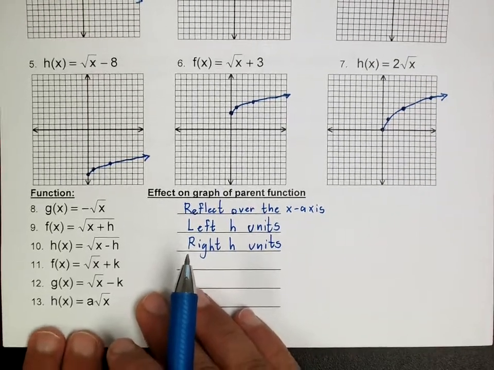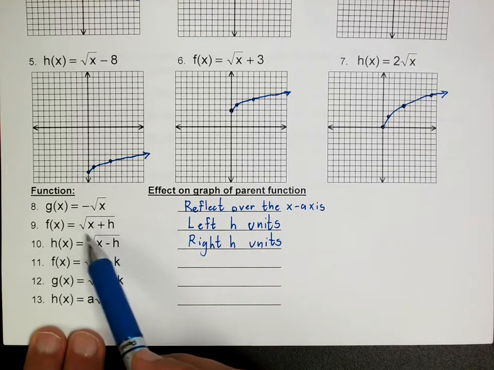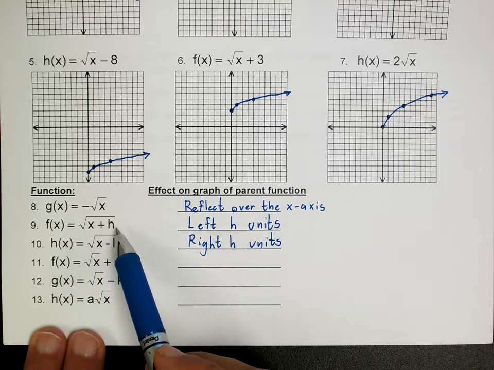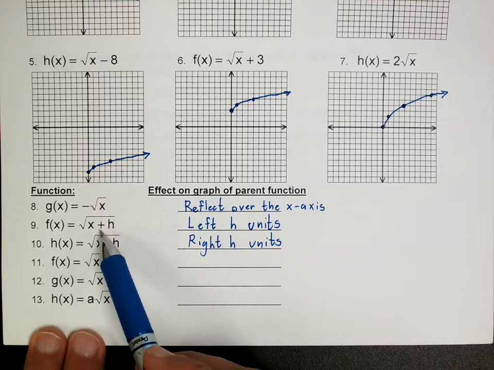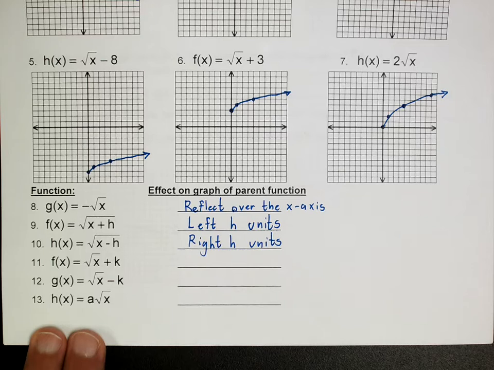Now the reason that I remember this is because of a catchy phrase that I've heard some time ago that says that your x, whatever is in here, your x is a liar, so it's always going to tell you the opposite. If this says plus, you're actually going to move left. If it says minus, you're actually going to move to the right.